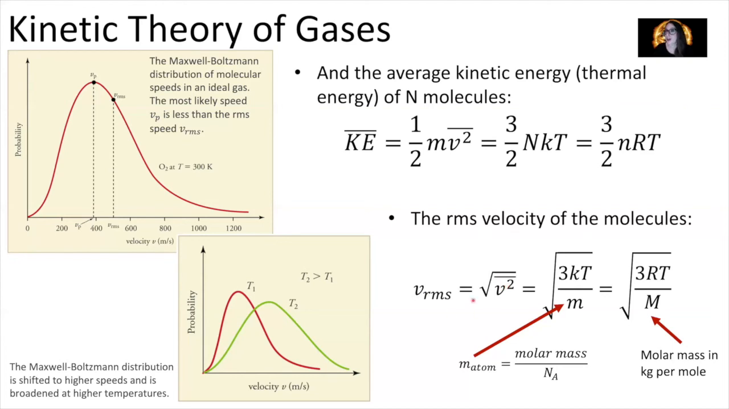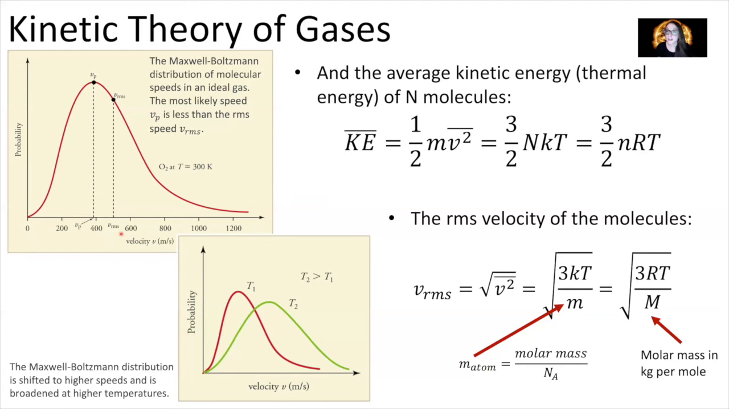Okay, so that's the RMS speed of a gas. And that will be equal to the square root of 3 KT over m. That's also equal to the square root of 3 RT over big M. So here, in this first expression, the little m is the mass of an atom, which is the molar mass of your gas divided by Avogadro's number. And big M over here is the molar mass in kilograms per mole.